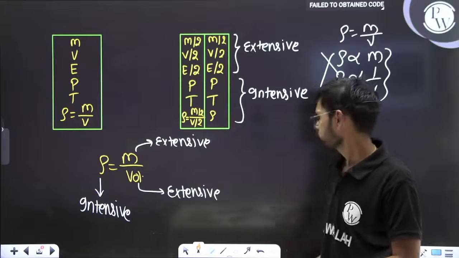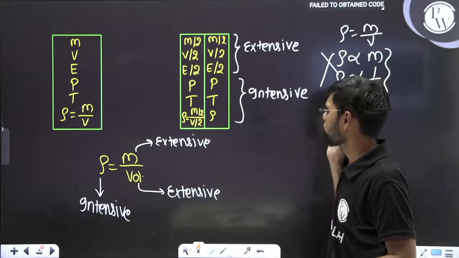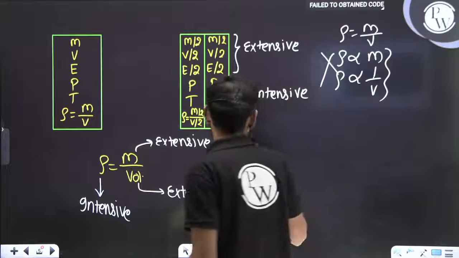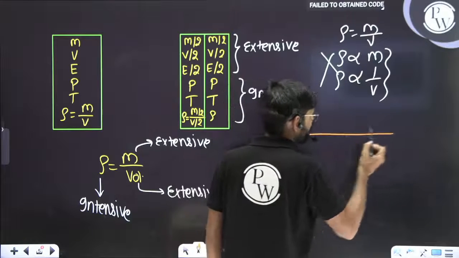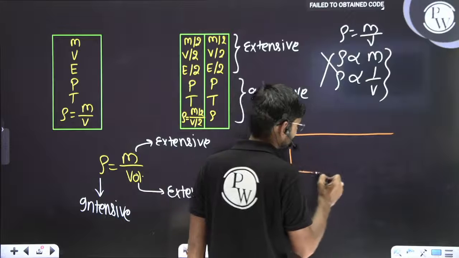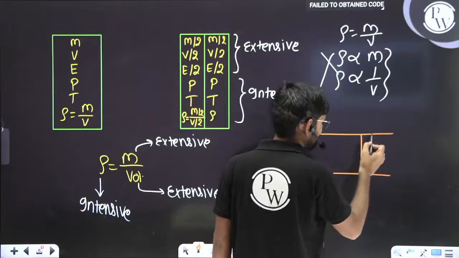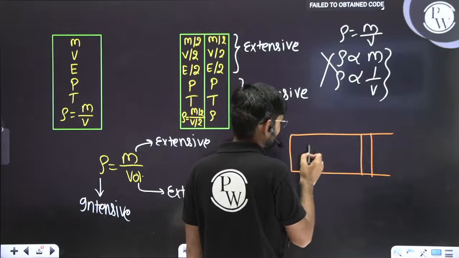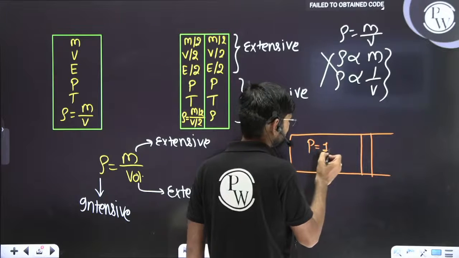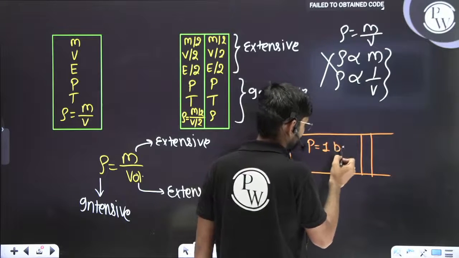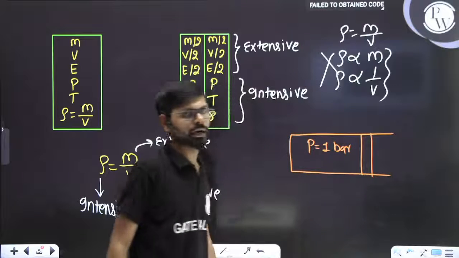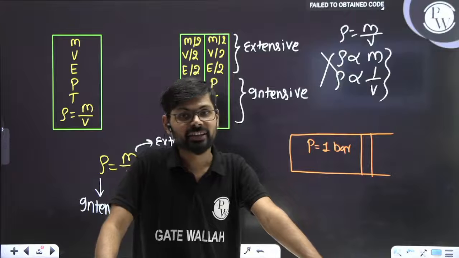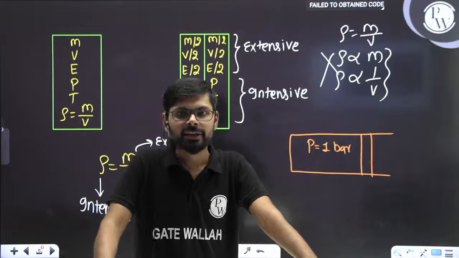Clear? Okay. Now one more question mostly asked in interviews. Let's say you have one piston cylinder arrangement. Please listen here carefully. And here some of the properties are there. Let's say pressure is given as 1 bar. Pressure is which type of property? Sir, intensive property. Pressure is an intensive property.